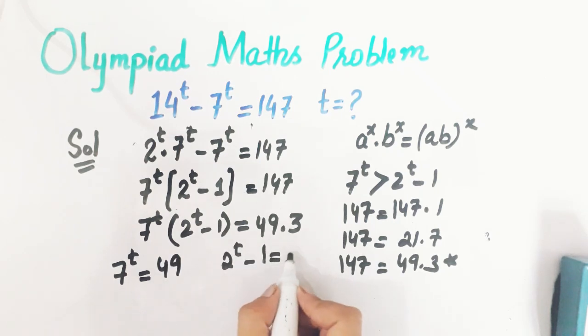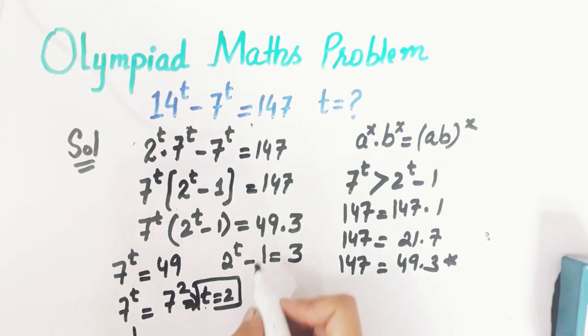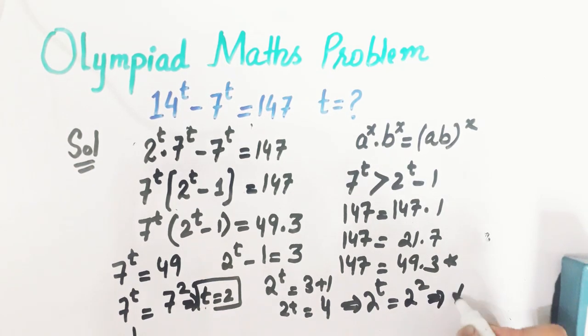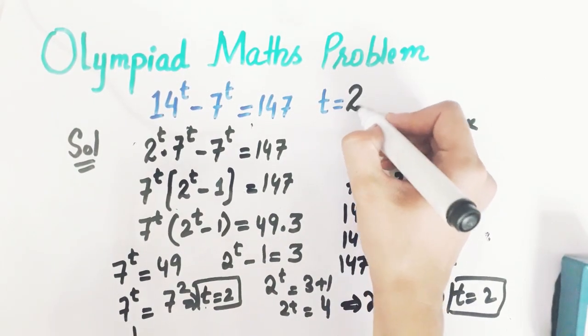2 raised to power t minus 1 equals 3. Now from this we have 7 raised to power t equals 49, which can be written as 7 square, which gives us that t equals 2. For this one we have 2 raised to power t equals 3 plus 1, that gives 2 raised to power t equals 4, which implies that 2 raised to power t equals 2 square. If the bases are same, powers are also same, so we get t equals 2. From both the equations we get the value of t, that equals 2.